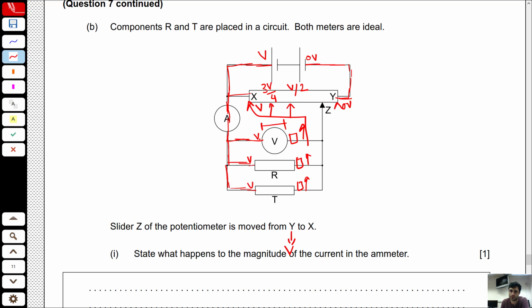Okay, so state what happens to the magnitude of the current in the ammeter. Initially the current will be maximum when the pointer is at Y, because you have maximum available voltage difference. As the potentiometer is slid from Y to X, the potential difference across the terminal will decrease, it will drop, and as a result the current will also drop, because the current follows the voltage. They're directly proportional. So the current will decrease ultimately to 0 when the pointer reaches position X.